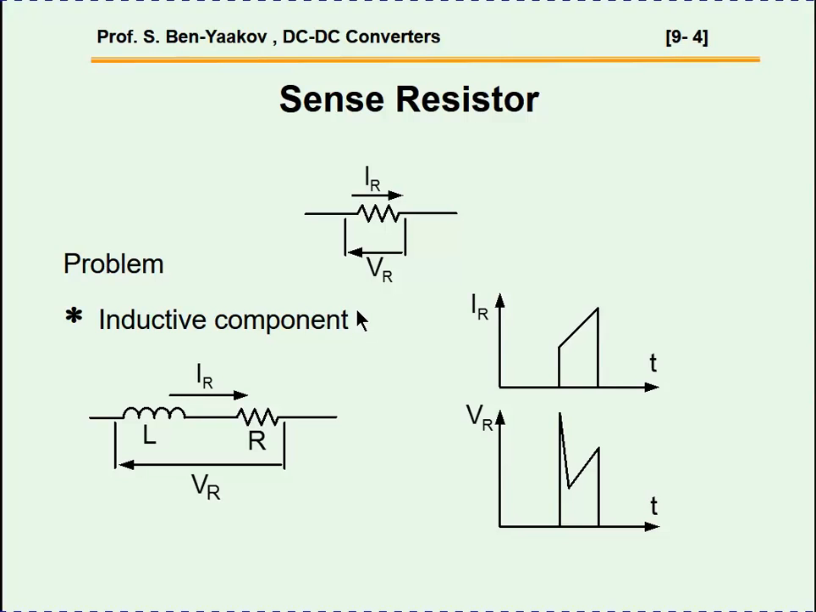The simplest way to measure current is, of course, to use a resistor. We have a resistor, here is the current passing through it, it develops a voltage across it, and you just measure the voltage, you know the current.